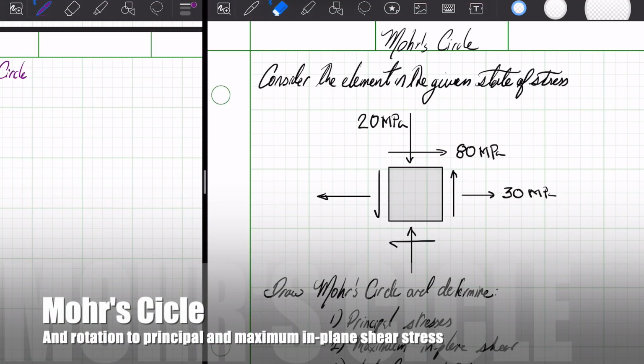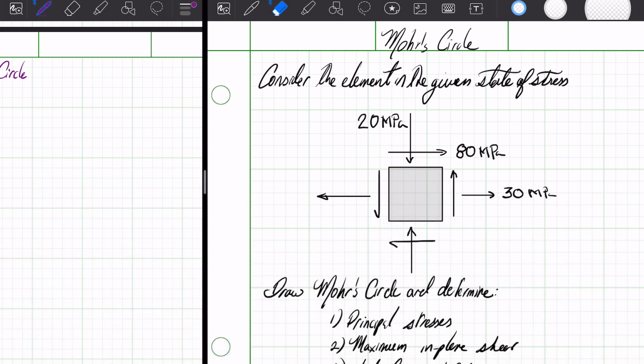Okay, so we're going to draw Mohr's circle given a particular element's state of stress. In this case, we have this element and it has these normal and shear stresses loading it, that is its current state of stress. We're tasked with drawing Mohr's circle and determining the principal stresses, the maximum in-plane shear, and the angle of the principal stress and the maximum in-plane shear.